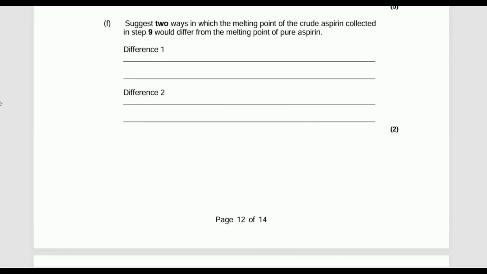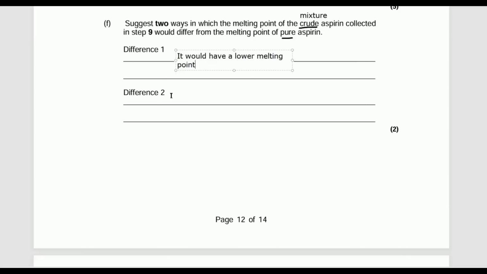Okay, zooming down. F: suggest 2 ways in which the melting point of crude aspirin collected in step 9 would differ from the melting point of pure aspirin. Right, crude is a mixture, right? Remember, crude oil is a mixture. Crude means there's other bits inside there. So it's a mixture. How do mixtures differ from pure substances? So they differ with their melting points.